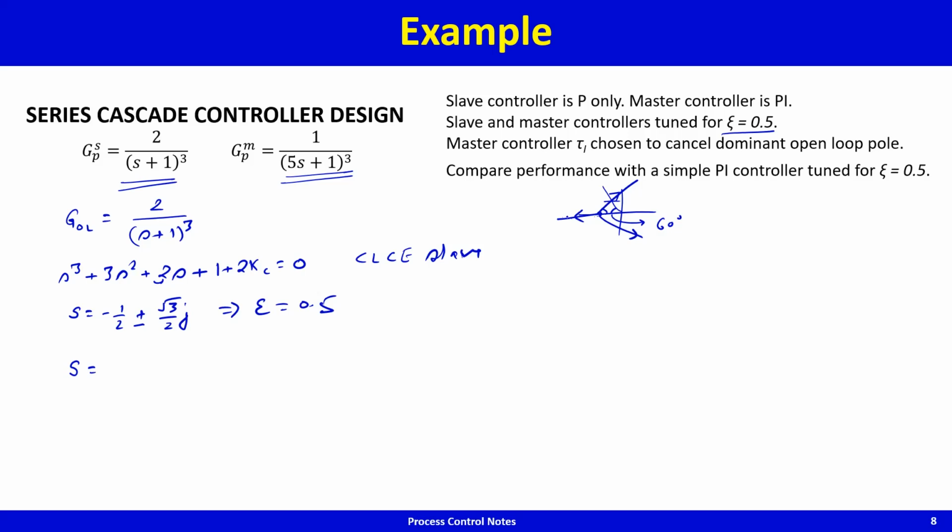This root must move left, because if you remember, conservation of roots says that the summation of poles of the open loop transfer function is equal to the summation of the roots of the closed loop characteristic equation, which has the same order as the open loop transfer function, if n minus m is greater than or equal to 2. Here n minus m is 3, so this condition is satisfied. So the other root is going to be s equal to minus half.